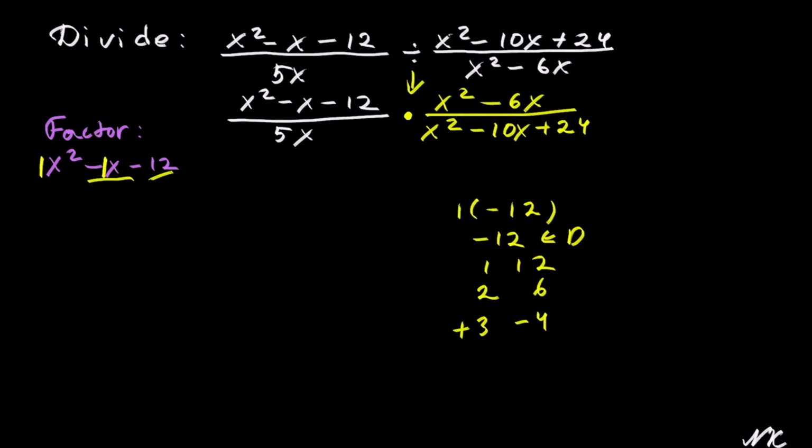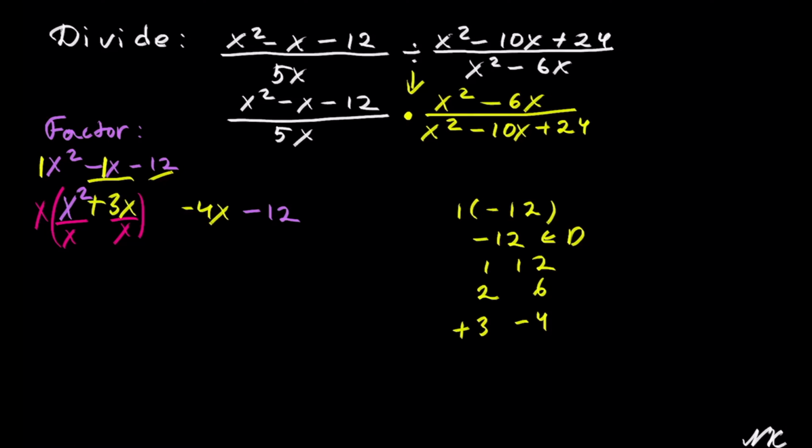Now we can rewrite negative 1x as positive 3x minus 4x. And we keep everything else as is. So we have x squared plus 3x minus 4x minus 12. Let's factor by grouping. The first pair of terms is x squared plus 3x. We can divide each of them by x. Whatever goes into the denominator goes on the outside.